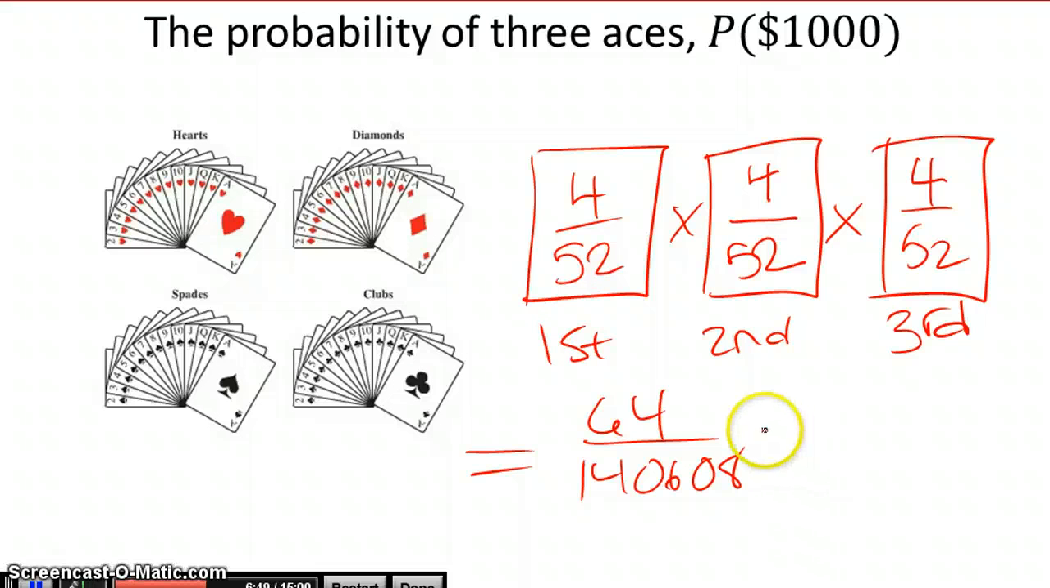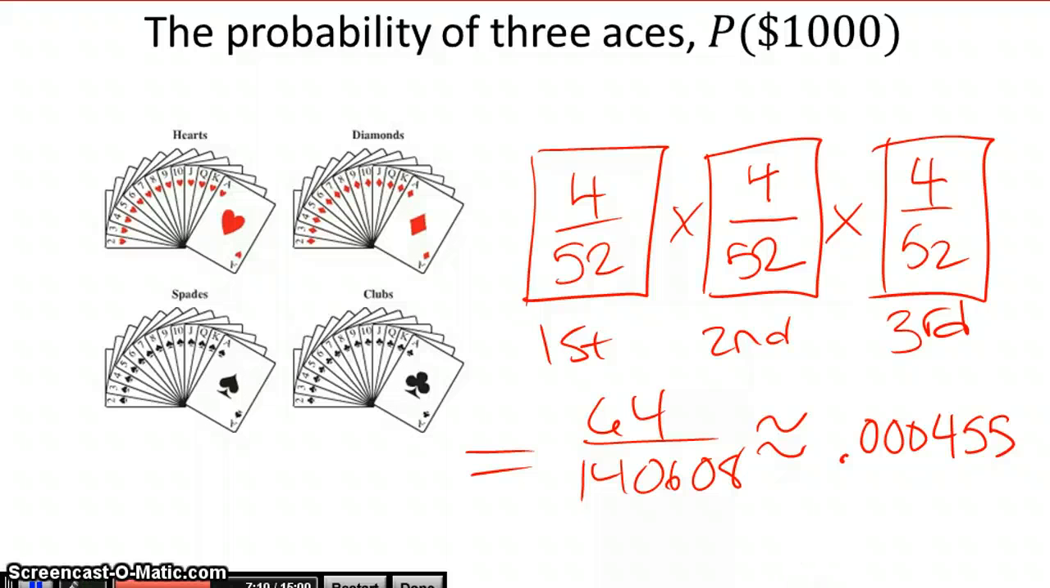140,608. This gives us an approximate probability, as a decimal now, of 0.000455. And that's rounded now to 3 significant digits, or in this case, 6 digits to the right of the decimal point.